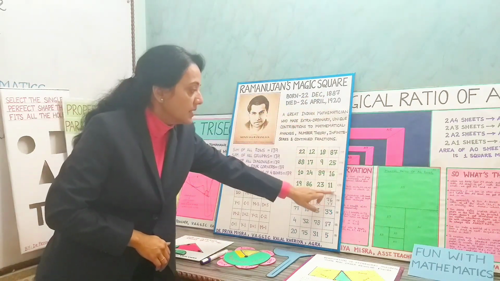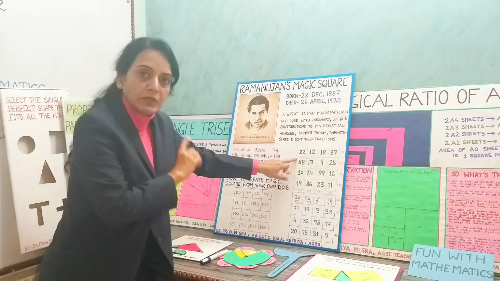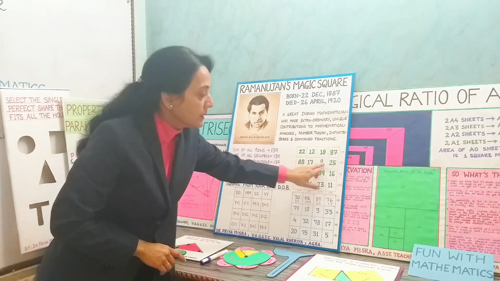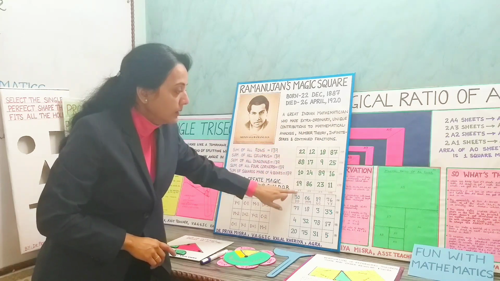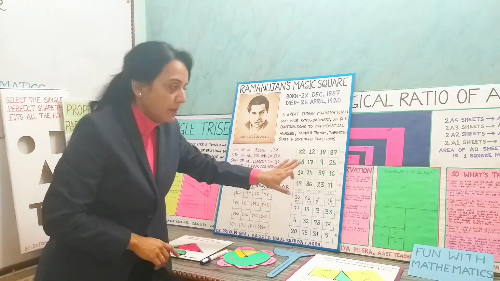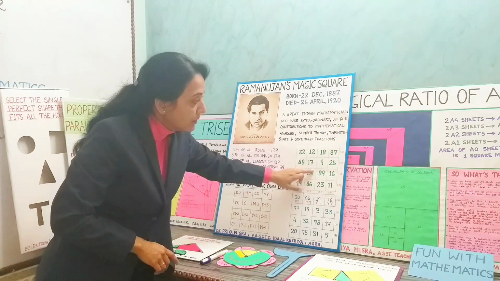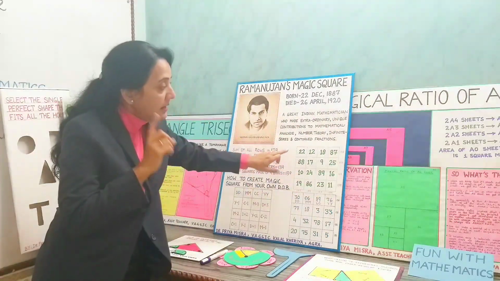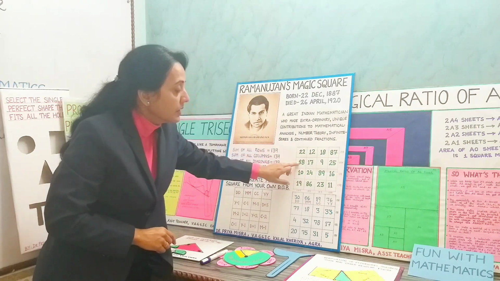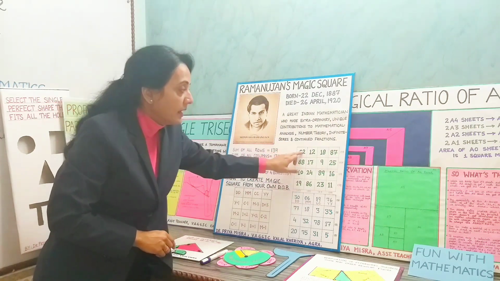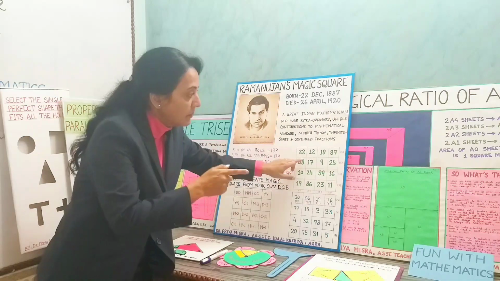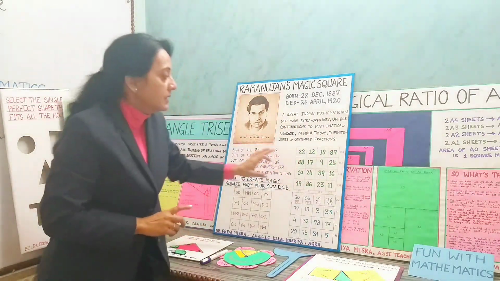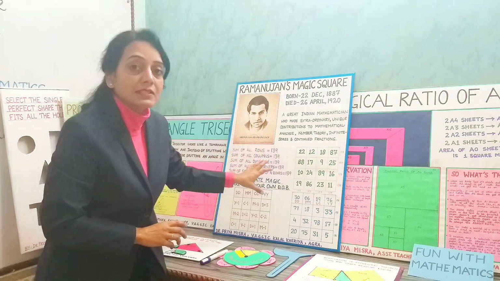So this is the magic square which Ramanujan created himself, and the sum of all the rows, the sum of all the columns were the same. Similarly, the sum of the diagonals was also the same, and if we take the 4 consecutive corners and add them, then the sum was also the same, 139. So this was named a magic square.